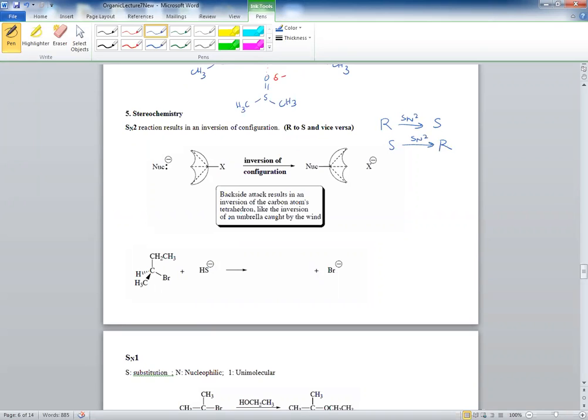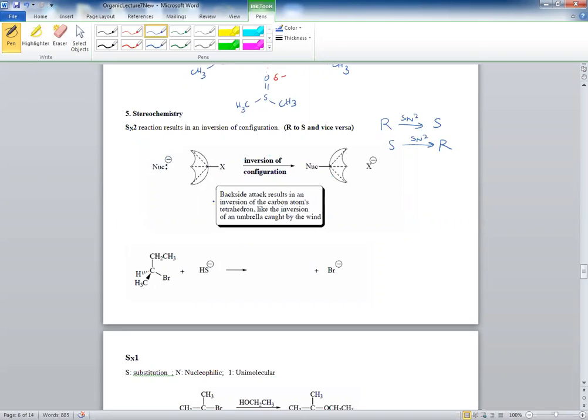That's what it means. And because it's a backside attack, think of it as an umbrella. If you hold the umbrella in the opposite direction of the wind, it's going to invert the umbrella. So that's what the nucleophile is doing here. In this case, you get an inversion of configuration.